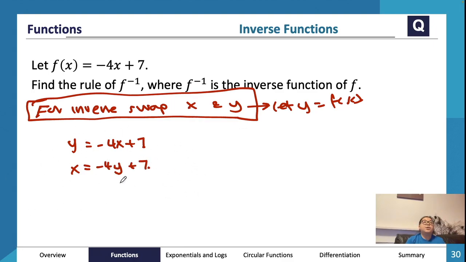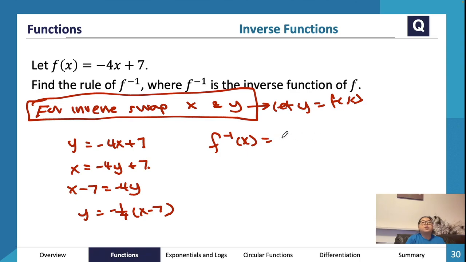So now, because we want to solve for our function, we rearrange. We get x minus 7 equals negative 4y, and y will equal negative 1/4 x minus 7. Cool. Then we're not done yet, because they wanted us to write the rule, and we've just written a random y. So we write f inverse of x is equivalent to negative 1/4 x minus 7.